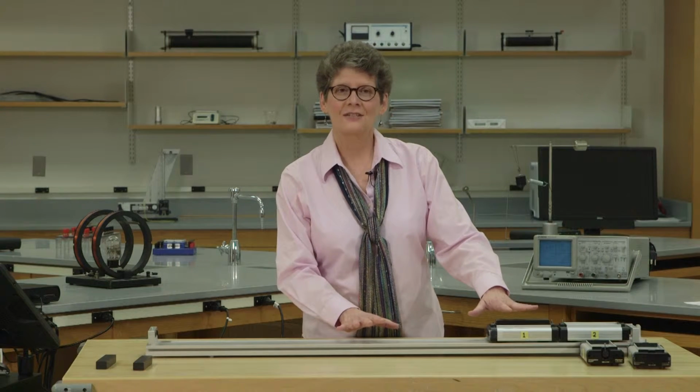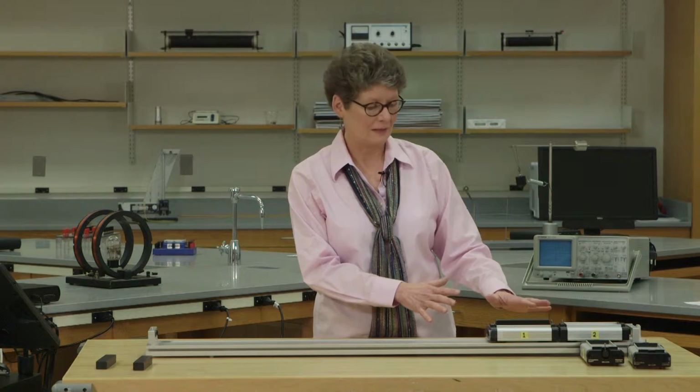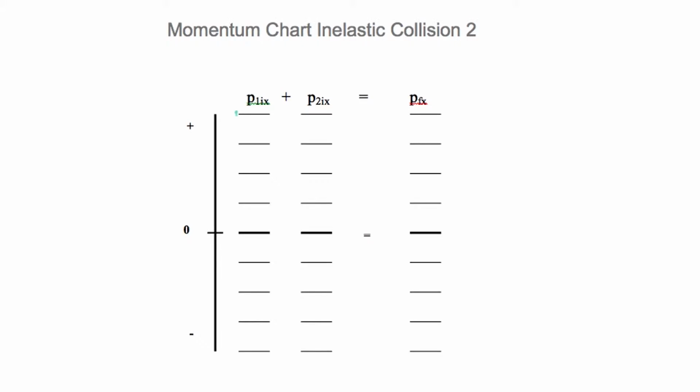As you could see in this last collision, the carts collided, stuck together, and moved as one massive cart at a reduced speed. Looks like another inelastic collision. Let's chart it. So in this second demonstration, we'll give cart 1 4 blocks of positive momentum since the mass was doubled and the speed stayed the same. Cart 2 still gets 2 negative blocks of momentum.